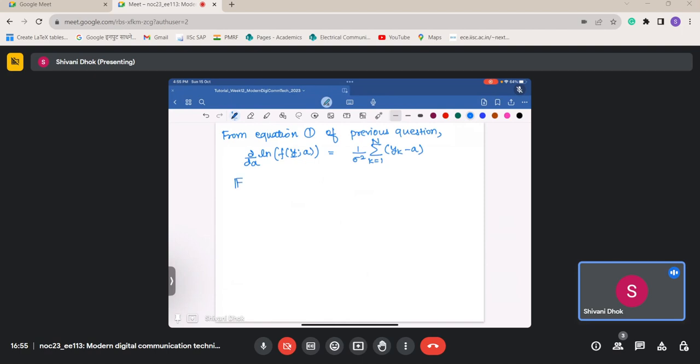So what we need to find is the expectation of del by del A of log of f of y given A. Now sigma squared is a constant quantity, so I can take it outside, and this is the expectation of the summation over k from 1 to capital N of y_k minus A. Now expectation is a linear operator, so this is equal to 1 by sigma squared times the sum over k from 1 to capital N of the expectation of y_k minus A, since the expectation of a sum is the sum of expectations.